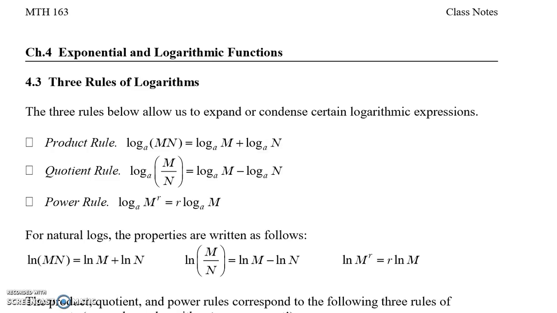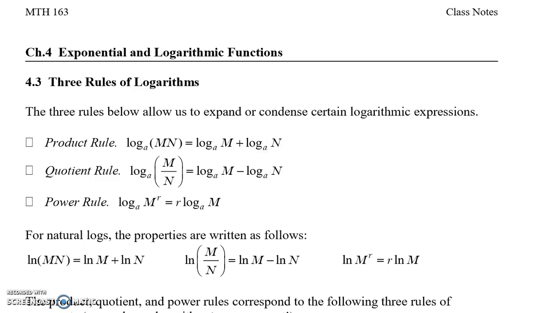And then the third rule, the power rule, says that log base a of m to the r is r times log base a of m. That is, we can move the exponent. If we have the logarithm of something to an exponent, we can move the exponent to the front of the logarithm and treat it as a multiplication.